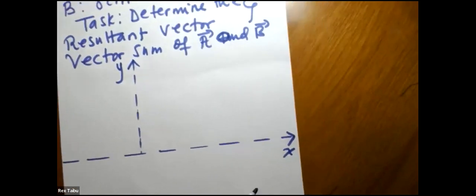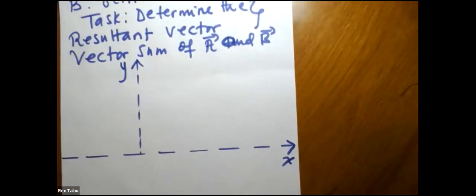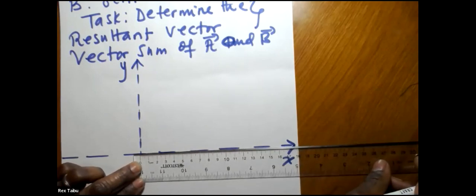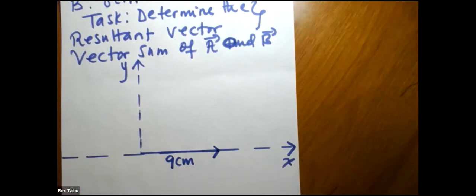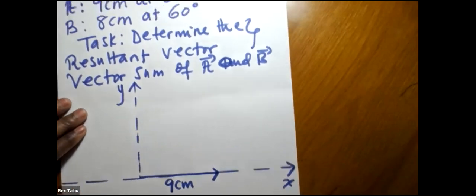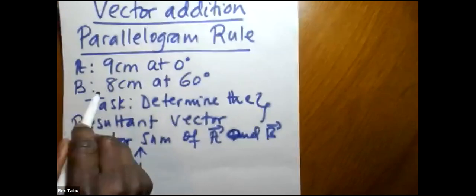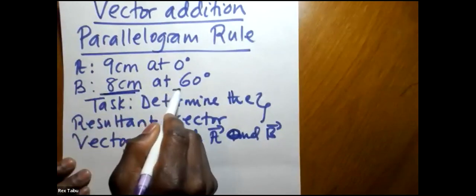And then I'm going to draw my first vector. It's 9 centimeters at 0 degrees. So 0 degrees is just along the x-axis. So I'll draw my vector from there all the way to 9. So here, that's 9 centimeters at 0 degrees. The other vector, remember, was 8 centimeters at 60 degrees.